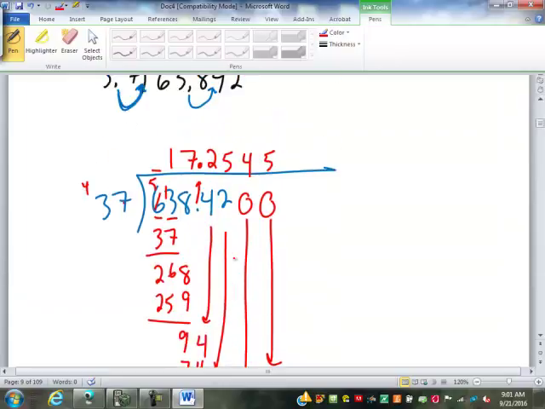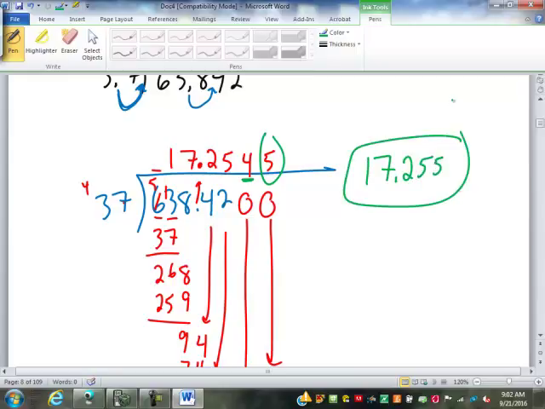Why did we have to go that extra digit here? Because we need to know, if we're rounding to the nearest thousandth, the 4 in the thousandths place, is it going to stay 4 or does it have to round up to the next one? In this case, it has to round up. So it's going to be 17.255. So you always have to go one digit past where you need to round to. Any questions?